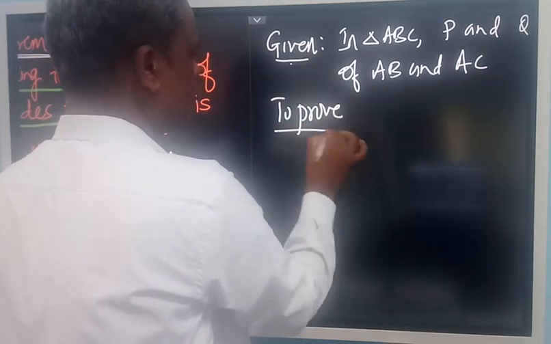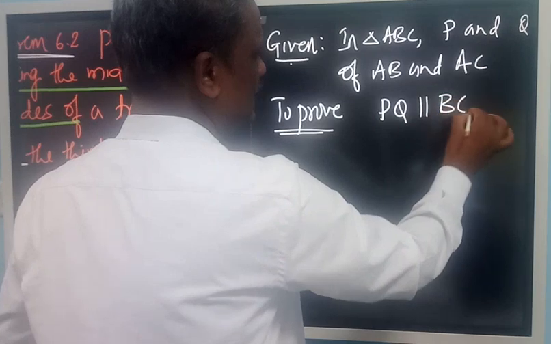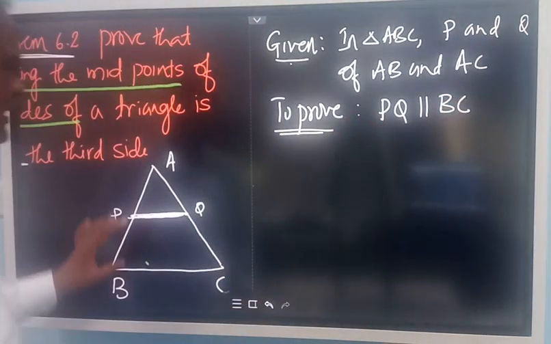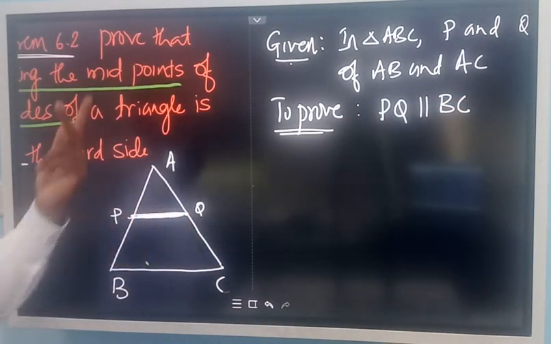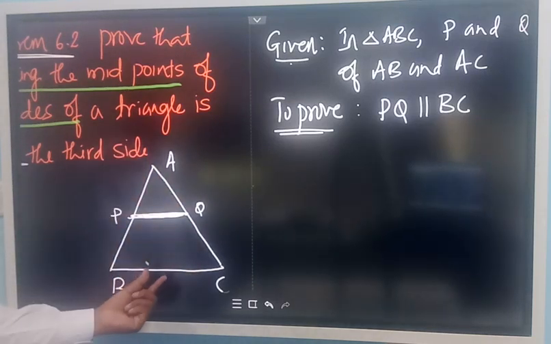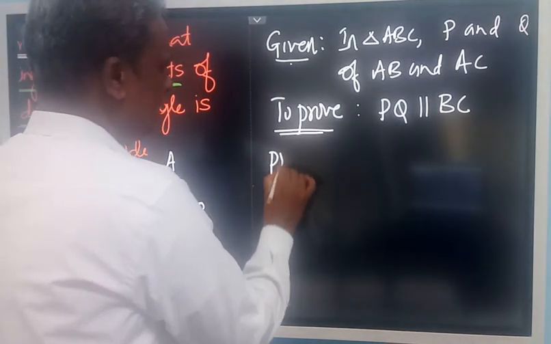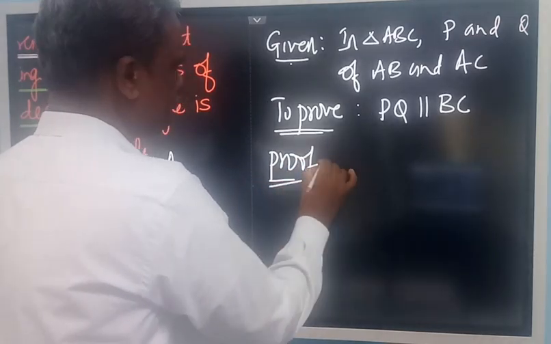We have to prove that the line segment PQ is parallel to BC. BC is the third side because P and Q are the midpoints of two sides AB and AC. So therefore this will become the third side. I have to show that PQ is parallel to BC. So now how to show this? Let us go to the proof now.